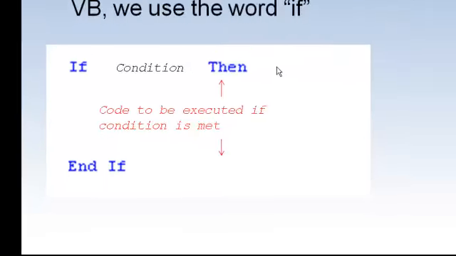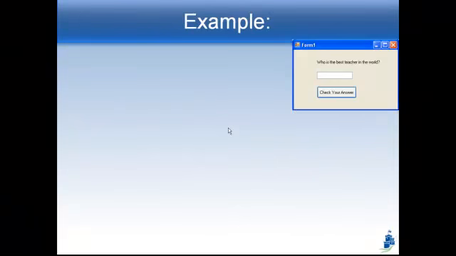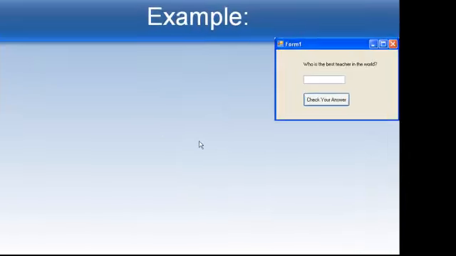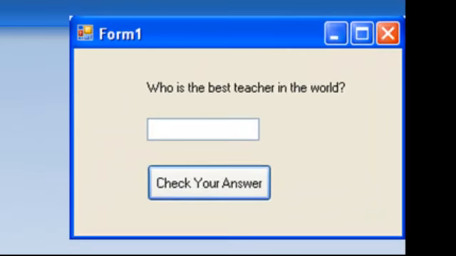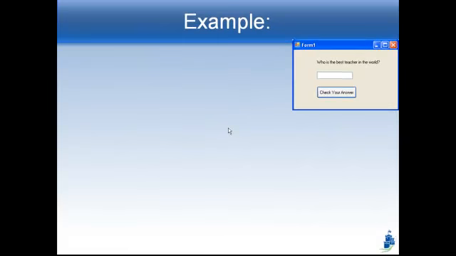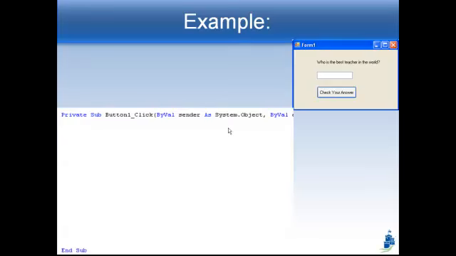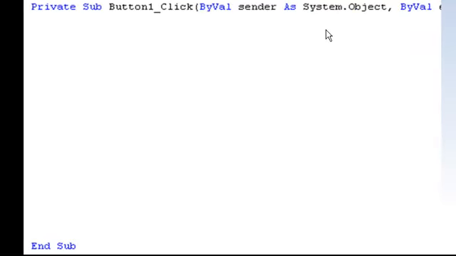Okay, so let's see how this works in a real example. We'll go back to that example I had a second ago with the best teacher in the world. You've got this form that says, who's the best teacher in the world? And there's a text box right there and a button to check your answer. So the user comes in and they type something in the text box and then they hit check your answer and the code inside the button executes. And this is the code we're looking at here, button 1 click.